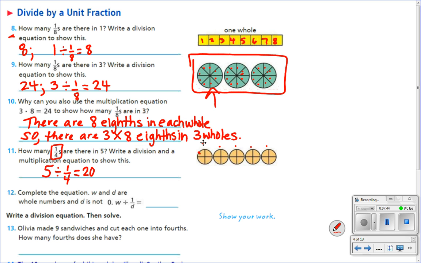20, because if I look, there are 5 wholes and there's 4 fourths in each one, which is going to give me 20 fourths. 1, 2, 3, 4, 5, 6, 7, 8, 9, 10, 11, 12, 13, 14, 15, 16, 17, 18, 19, 20. Each one of those pieces is a fourth. 5 wholes divided into fourths equals 20 fourths. You seeing it? You starting to see it?